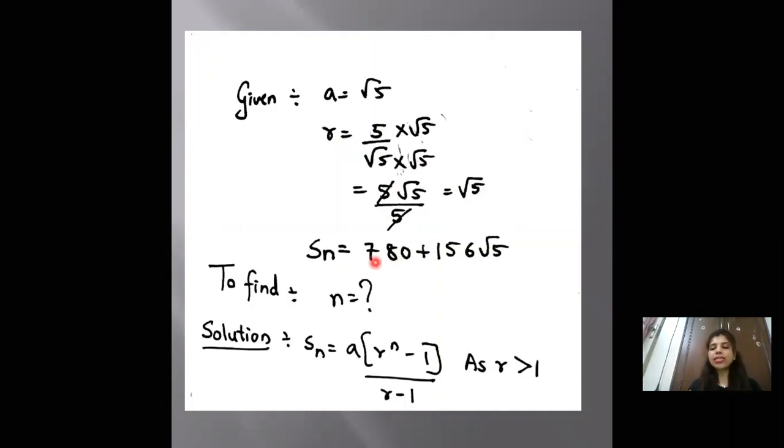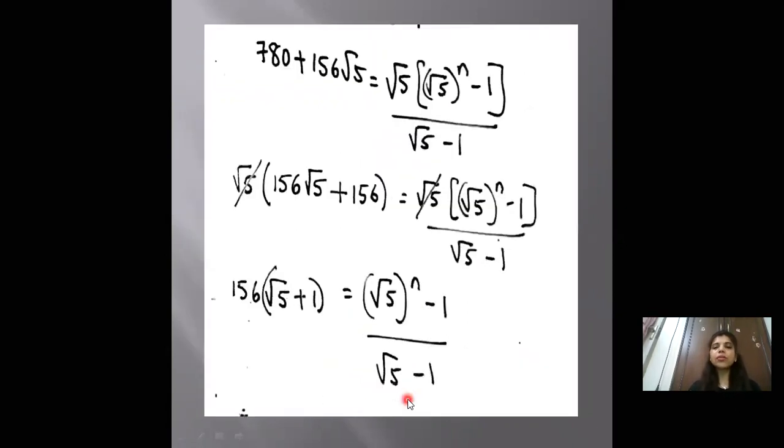So Sn you have got as 780 plus 156 root 5. So you have to find the value of n. Now as r is greater than 1, you can use this formula: Sn is equal to a bracket r raised to n minus 1 upon r minus 1. Substituting in that formula, you get 780 plus 156 root 5 is equal to root 5, which is the value for a, bracket r value is root 5 raised to n minus 1 upon root 5 minus 1.